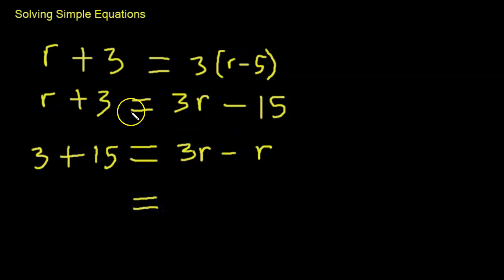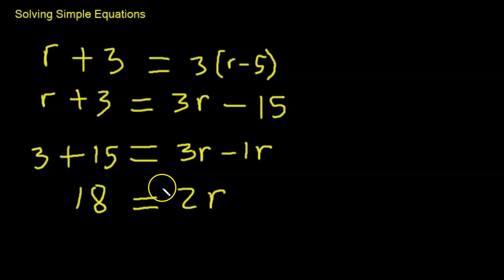Don't forget, just as X is 1X, R is 1R, A is 1A, B is 1B, C is 1C, Z is 1Z, and so on. So minus R is minus 1R. So 3R take away 1R, that's 2R. And 3 plus 15, that's 18.